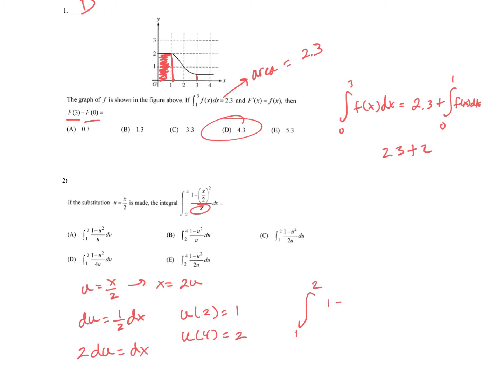I have a 1 minus u squared over 2u times a 2 du. Simplify what you have. The 2's cancel out, so I'm left with 1 minus u squared over u du from 1 to 2. Answer choice A. Don't try to rush those problems.